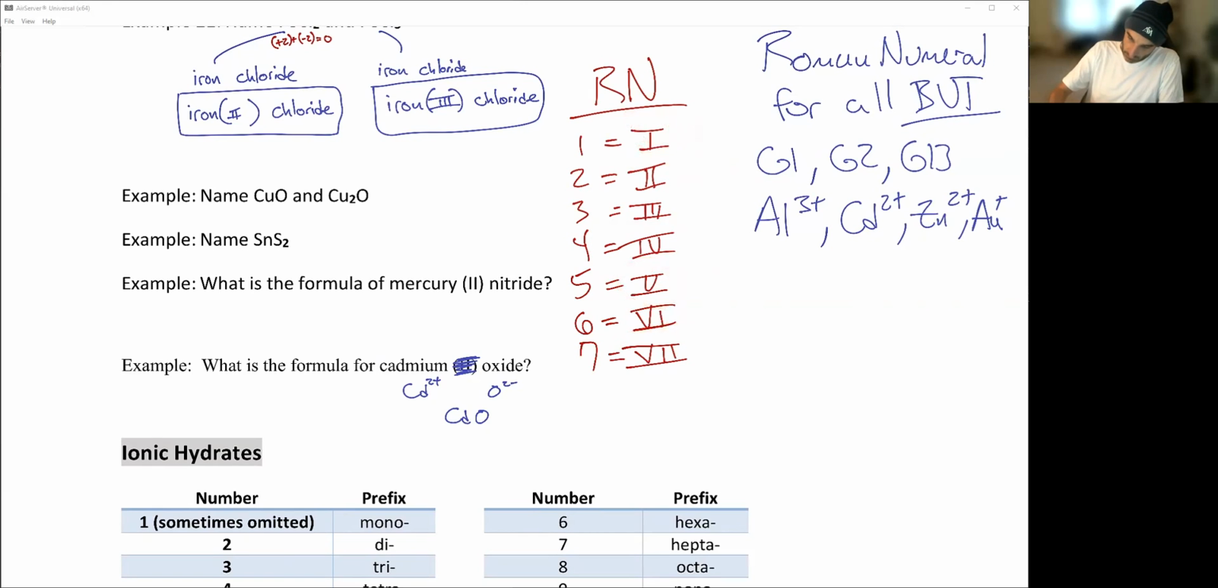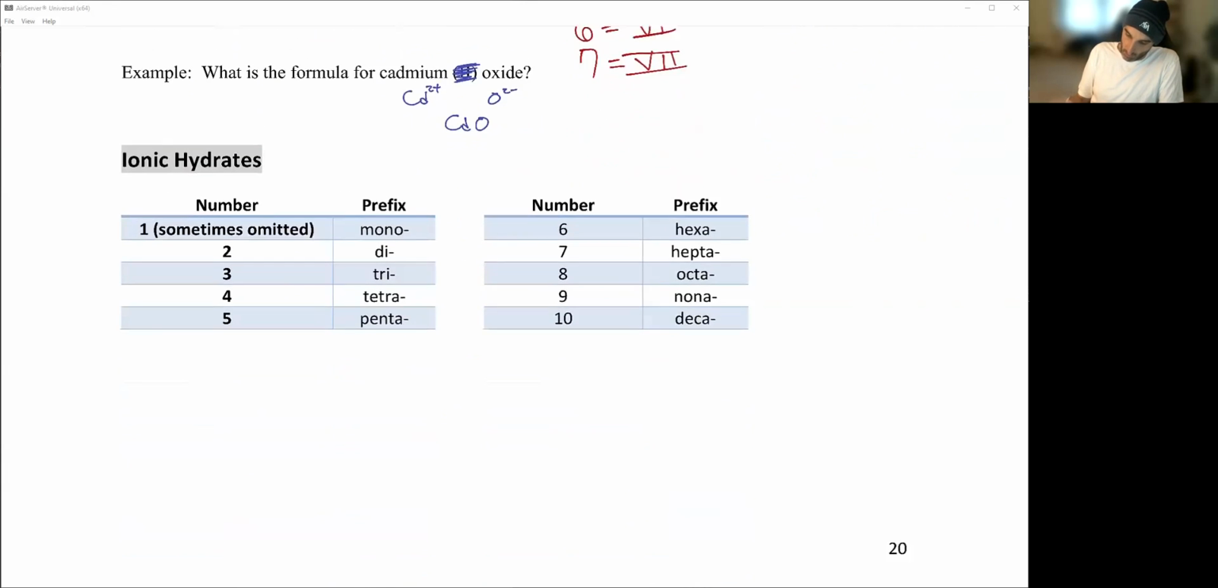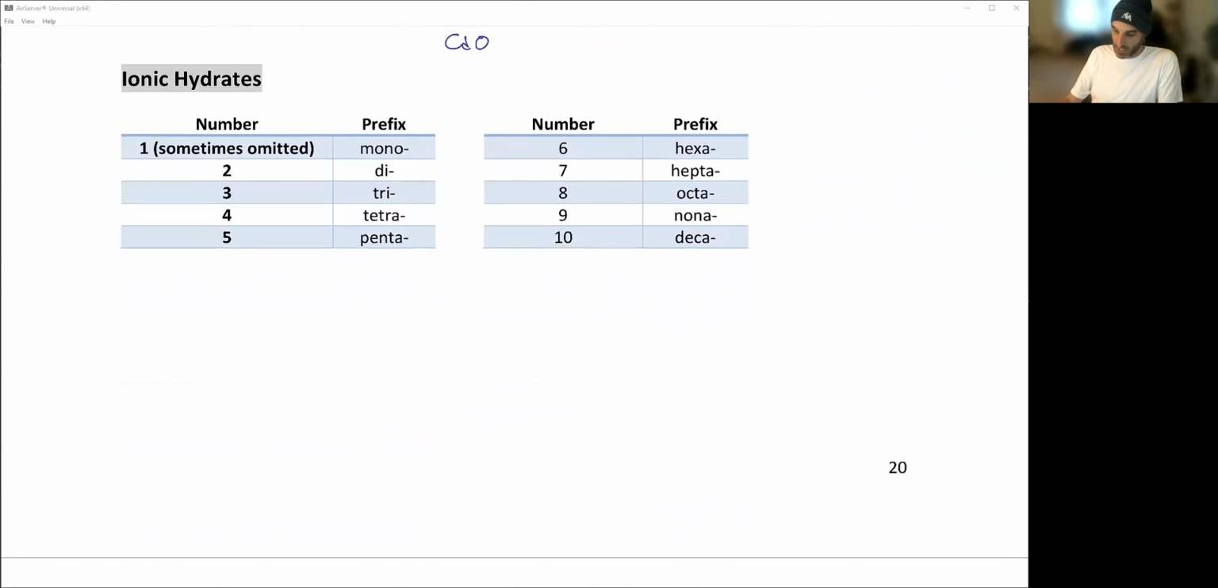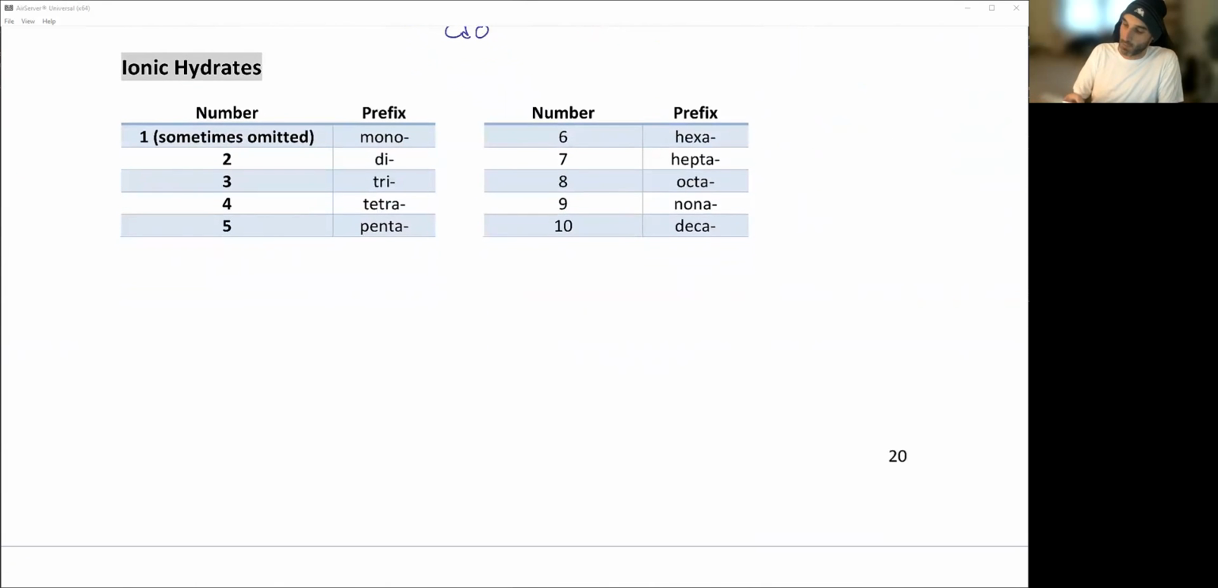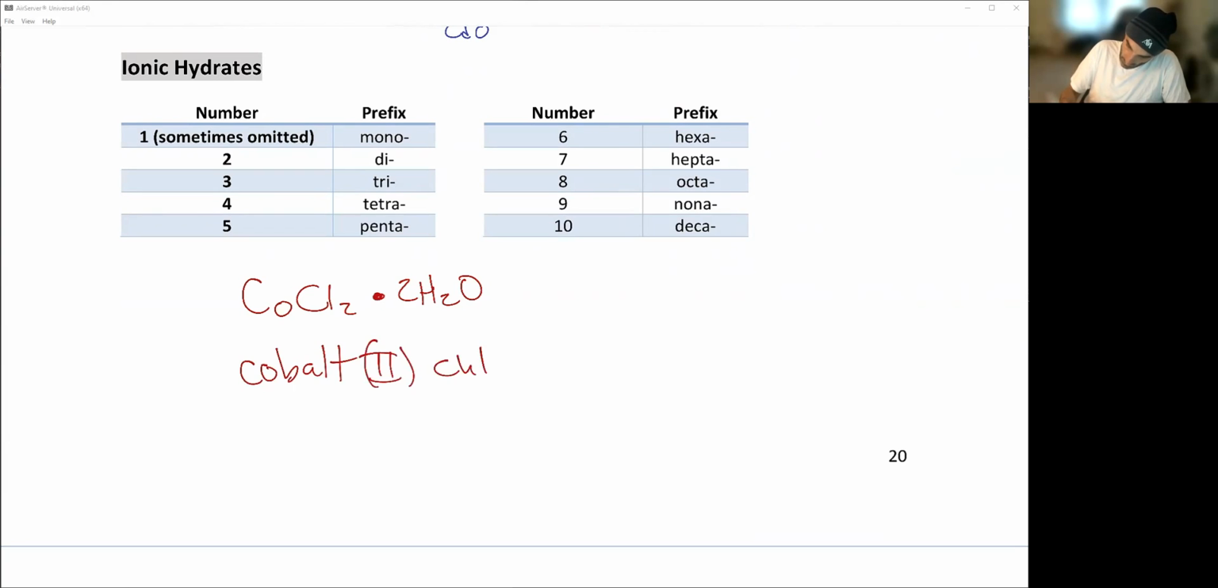Okay. All right, good. So ionic hydrates. You're going to run into these occasionally. I'm trying to remember one. So if I have something like CoCl2 with 2 waters that come along with it. Essentially cobalt, we would have, oh, I can't capitalize that. Cobalt 2 chloride.